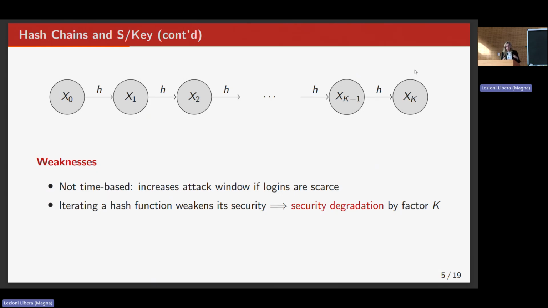I'm not going to go into the detail, but you might want to have something that is time-based on top of S/KEY. However, if you do it in a quite naive way, looking ahead, I will explain it in a slide, but you will need a hash chain which is very large. But on the other side, we know that if you iterate a hash function k times, then there is a security degradation by a factor of k.